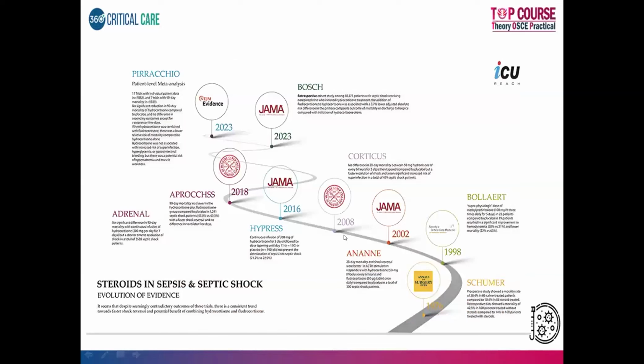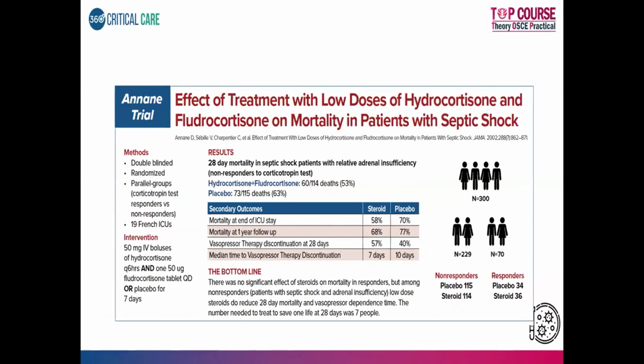Okay, so a lot of evidence, a lot of research has been done on steroids in septic shock. It started around 1976 and it's still ongoing. So we'll just discuss the important trials. Okay, this is very important for you for the exam. So the first trial was the ANNANE trial. It was a double-blinded study where they gave 50 mg of hydrocortisone every 6 hours with fludrocortisone 50 mcg, and they compared it with placebo for 7 days.